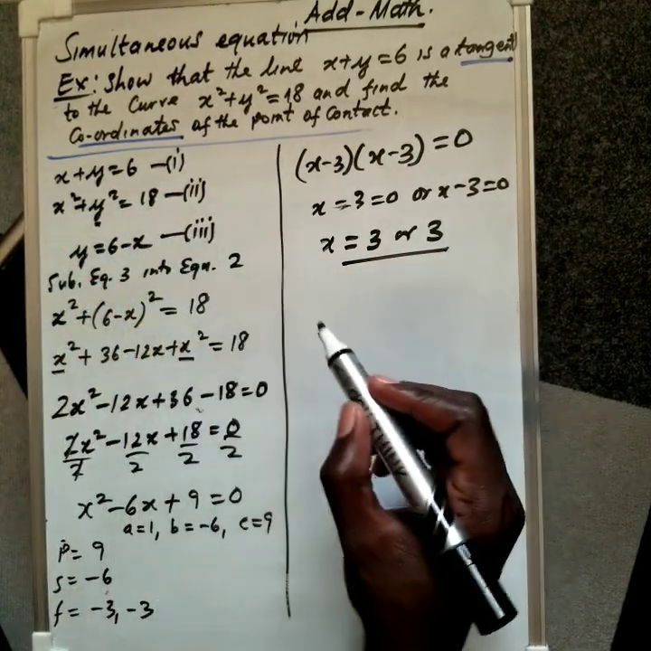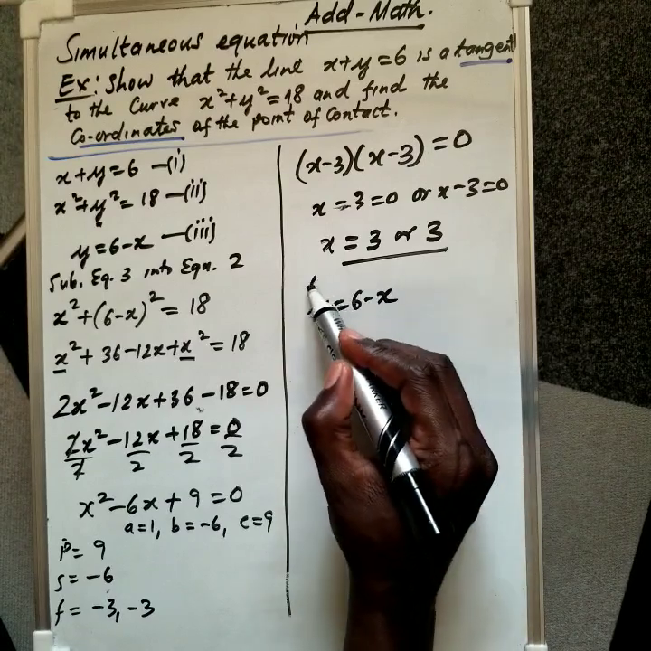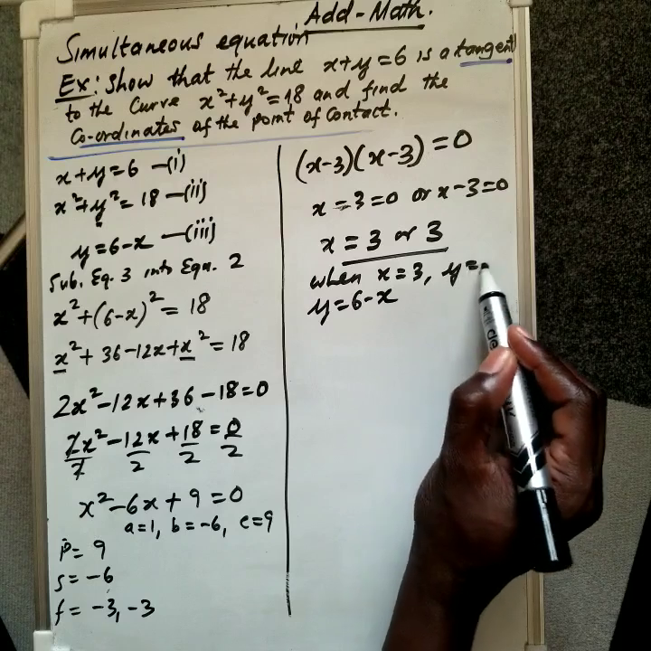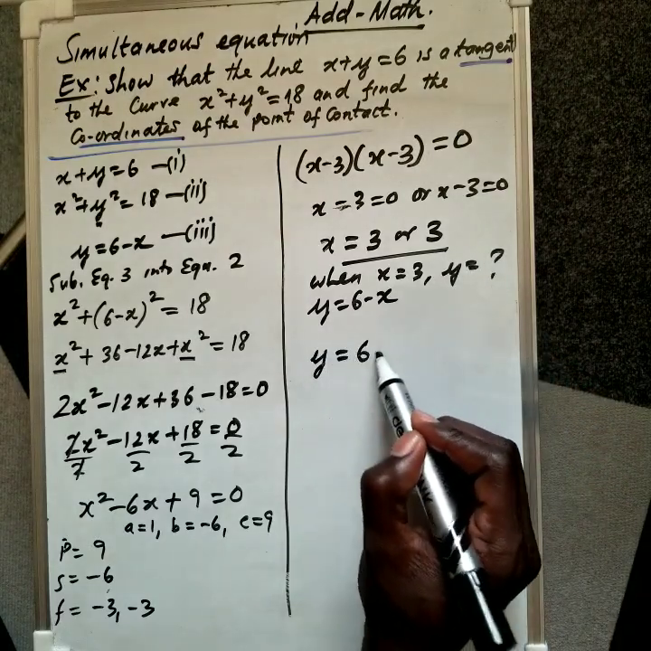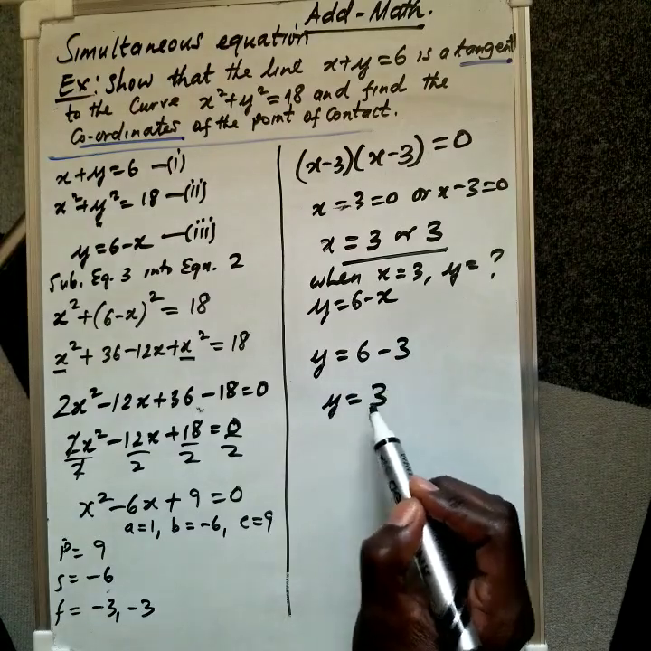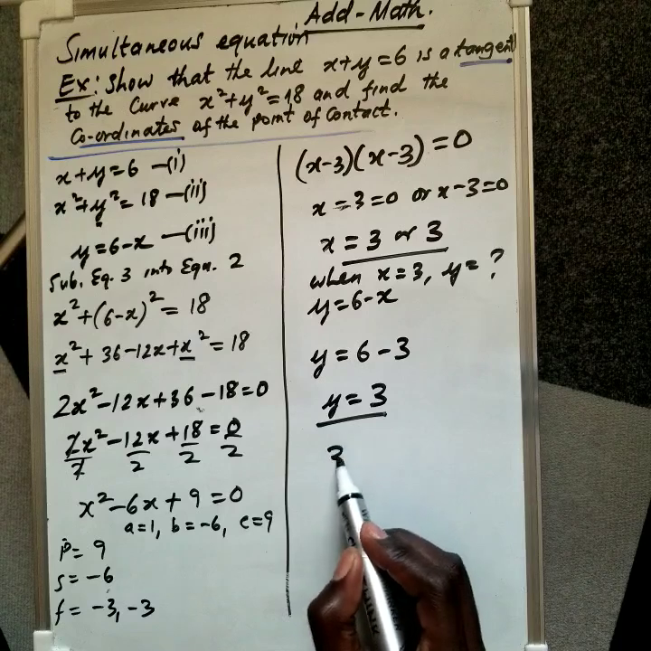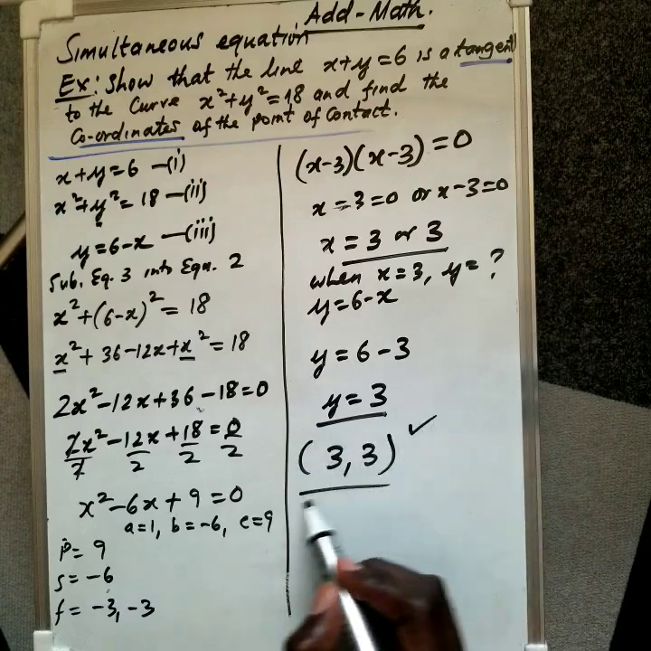You are going to get equation 3, which is y is equal to 6 minus x, but you're going to say, oh, when x is equal to 3, what will be the value of y, which we don't know, question mark. So it will be y is equal to 6 minus 3, so meaning that y is equal to 3. Because they're giving you a repeated root, you just take 1. So when x is 3, y is also 3.